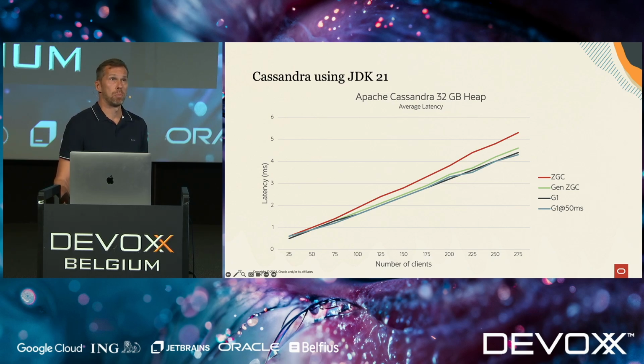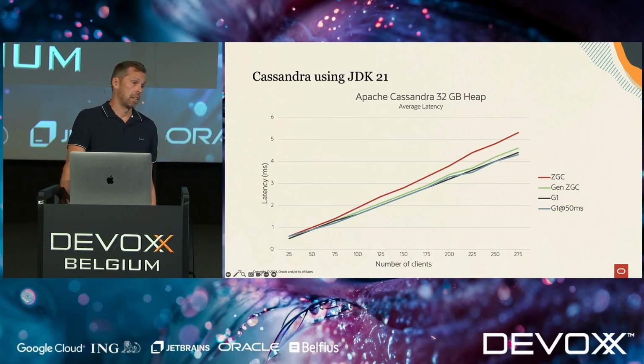And here I'm comparing Cassandra using JDK 21, and I'm just focusing on CGC and G1. The red line is single generational CGC. The green line, as you understand, is generational CGC. Then we have 2 lines for G1, the first being G1 with the default pause target, and the one at 50 milliseconds is with a 50 millisecond pause target.